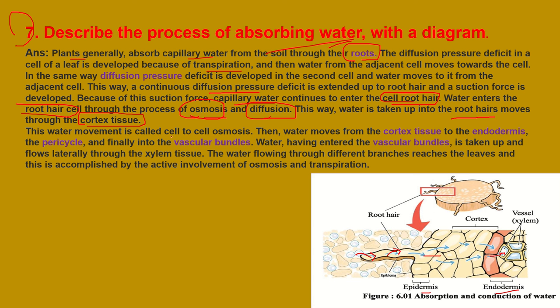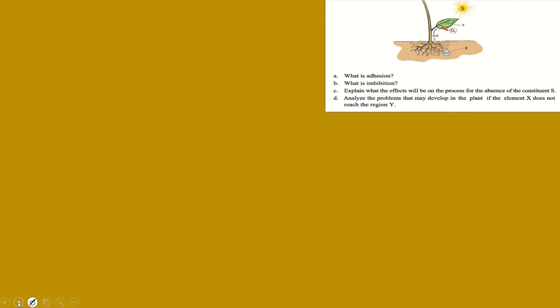This water movement is called cell to cell osmosis. So water moves from the cortex tissue to the endodermis, the pericycle, and finally into the vascular bundle. So water having entered the vascular bundle is taken up and flows laterally through the xylem tissue, which I have already shown here, and finally comes here. So that is the process. You need to practice some drawing, it can help you to understand.